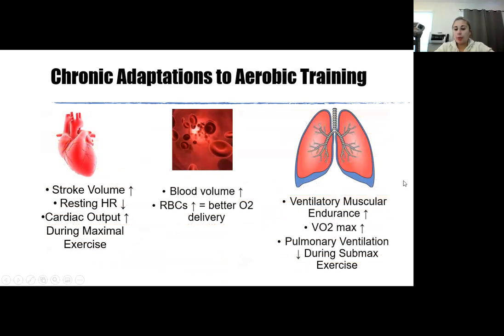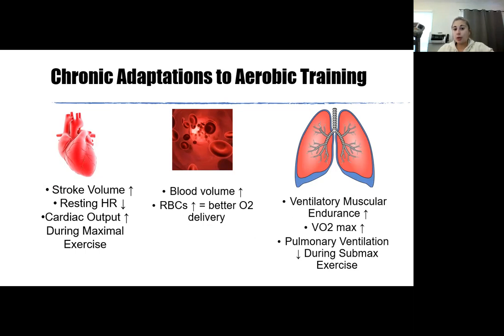So let's go through the chronic adaptations to aerobic training. I'm going to show you with some pictures here rather than in the chart format. And then you'll see the summary chart after, which is kind of the same thing as we're going to go through now. So this is why it was important to understand cardiac output and what stroke volume is, right? Stroke volume, the amount of blood my heart can pump out per beat.